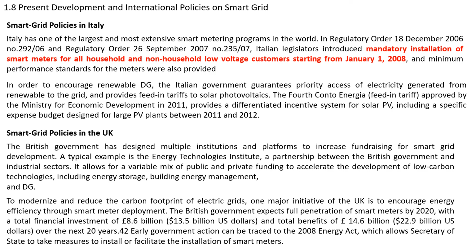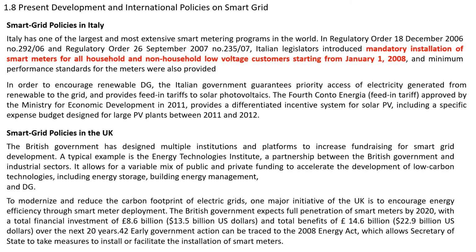The smart grid policies in Italy. Italy has one of the largest and most expensive smart metering programs in the world. In regulatory order of 18 December 2016, number 292/506, and regulatory order of 26 September 2007, number 235/07, Italian legislators introduced a mandatory installation of smart meters for all household and non-household low voltage customers starting from January 1, 2008, and minimum performance standards for the meters were also provided.